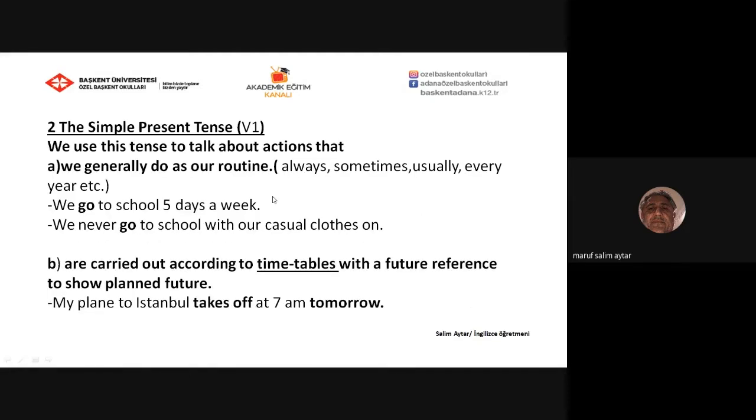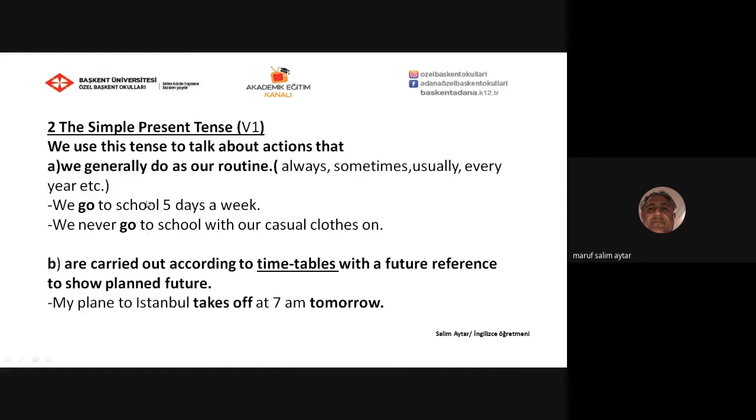Then comes the simple present tense. Of course, you know that we use this tense to talk about actions that we generally do as our routine. And you know the frequency adverbs we use with them, and also every. Like, we go to school 5 days a week. We never go to school with our casual clothes on, for example.